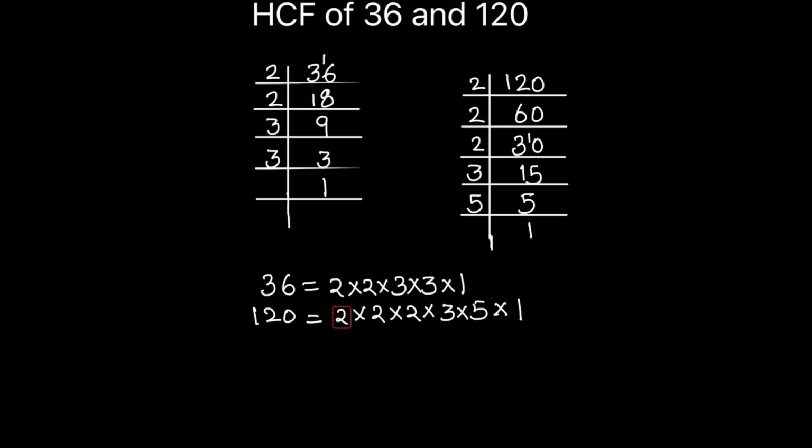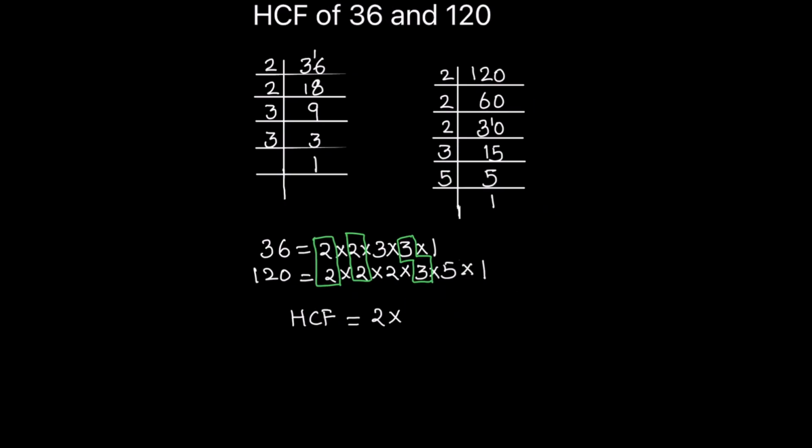To find the HCF, we are going to circle the common factors between the two numbers. The common factors are this number 2, which is common to both the numbers. Again this factor 2 is common to both the numbers. And there is 3 which is common to both the numbers. So let's find the HCF by taking the product of the common factors. As the factor is common, we are going to write it only once.